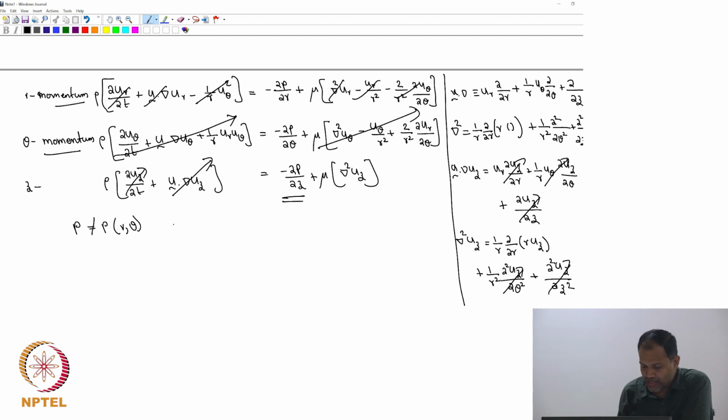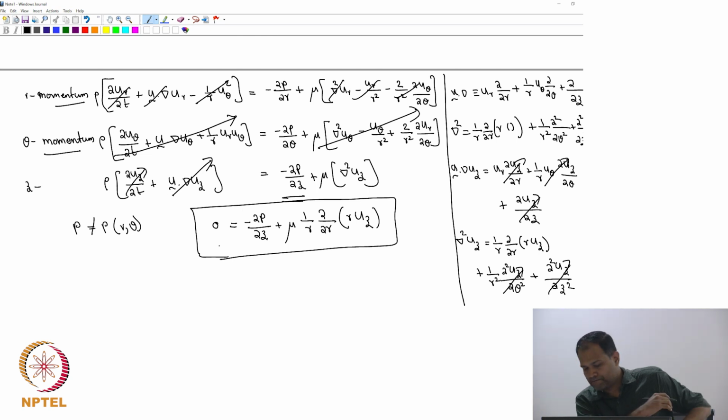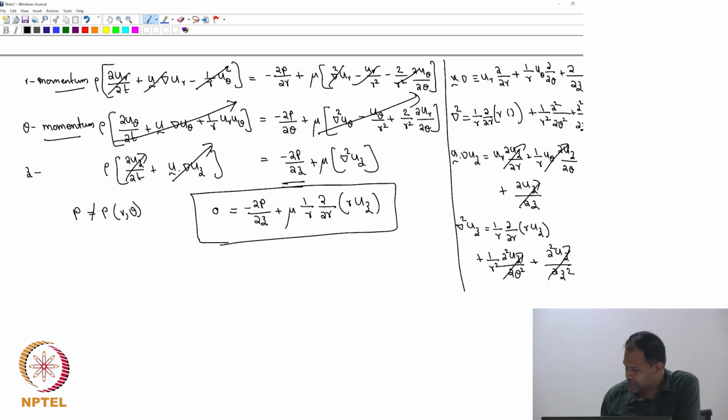So we basically find that 0 is equal to minus ∂P/∂z plus mu into 1/r into ∂/∂r of r ∂uz/∂r. That's the differential equation that we have ended up with. Correct? Any doubts?